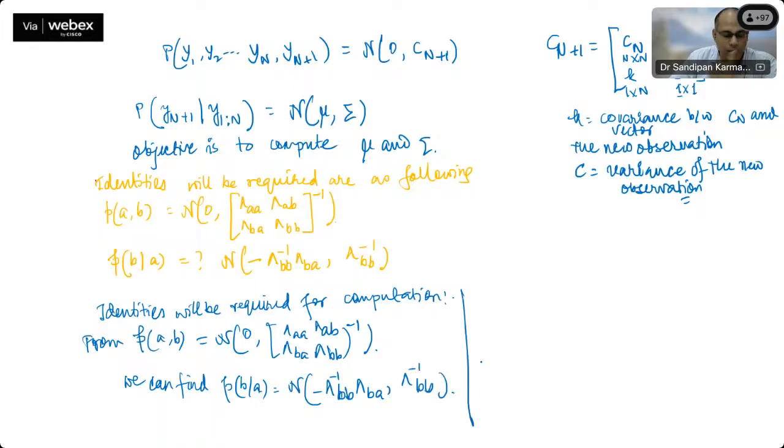Okay, so this is one. The second one, you can search for it over the net, over Wikipedia. That is known as the Woodbury identity. Woodbury identity.